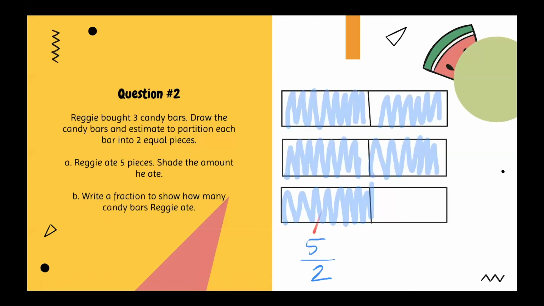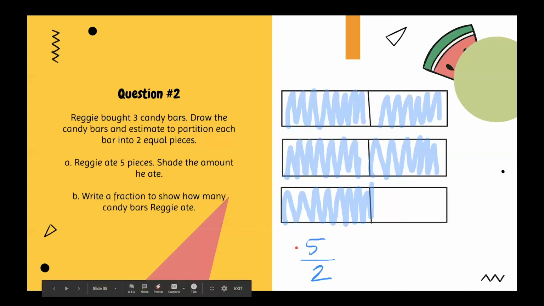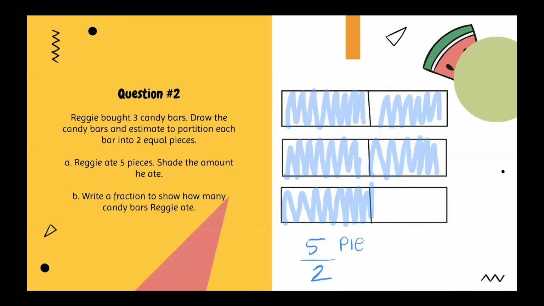So our fraction is 5/2. I'm just going to label it one more time just so you can understand it. You don't have to do this. So it's 5 pieces he ate, and it's 2 equal pieces per whole. Okay?